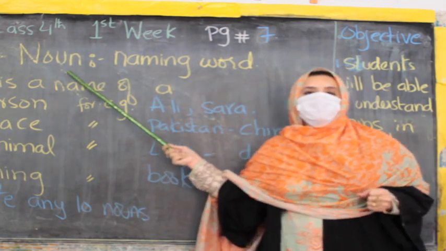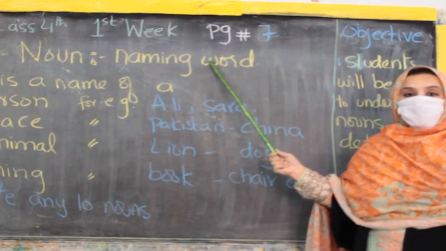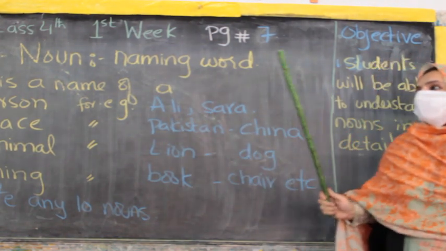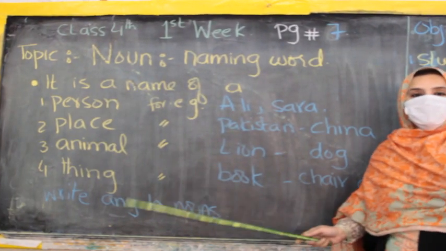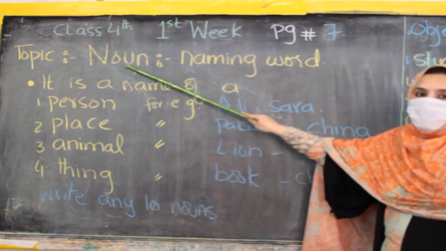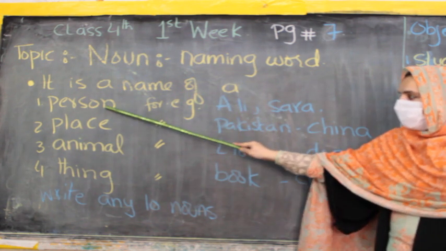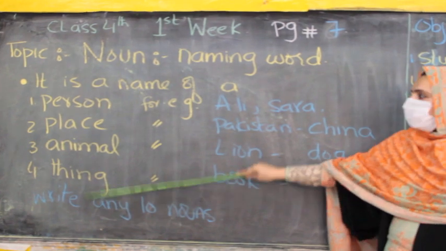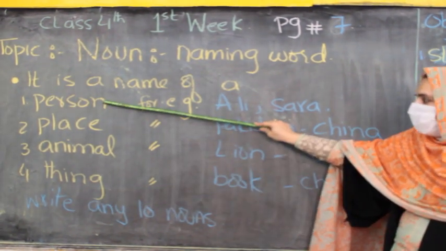Now our second topic is noun. Whenever I ask my students what is a noun, they always say naming word. What do we understand when I say naming word? It means that anything in this entire world has a name. So everything that has a name is called noun. Now it is a name of a person, place, animal and things, in which the entire universe can be covered because there are people, there are places.